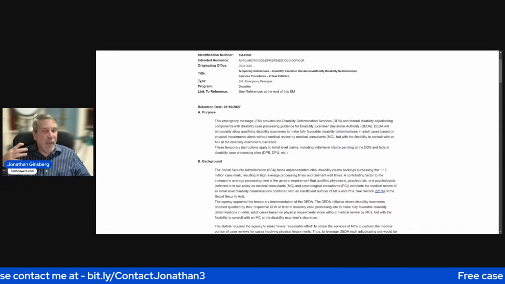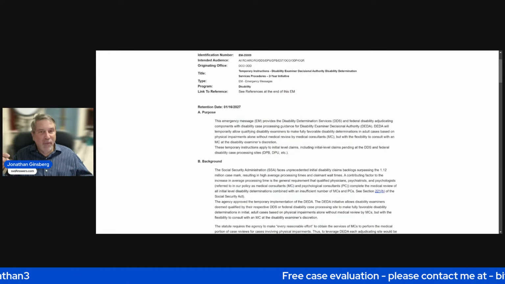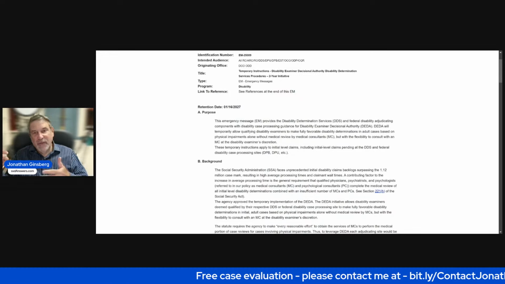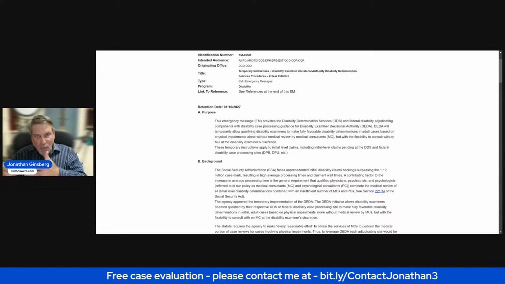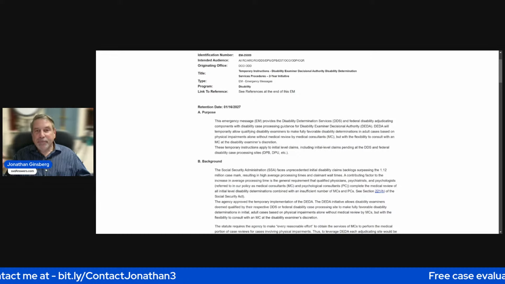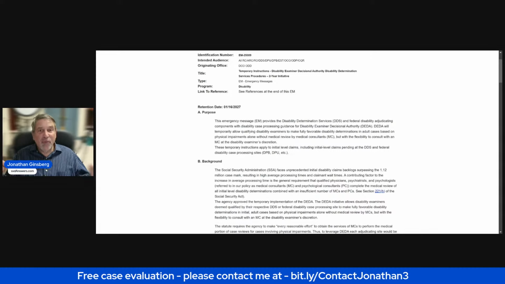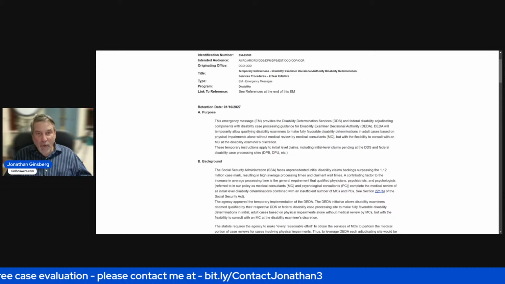It does not apply at recon. It does not apply if you have mental health issues. It doesn't apply if you're trying to reopen a case. So it's only for initial applications, the first time, physical impairments, where there's not enough medical consultants to make a decision. And again, this will allow Social Security to approve cases that should be approved more quickly.